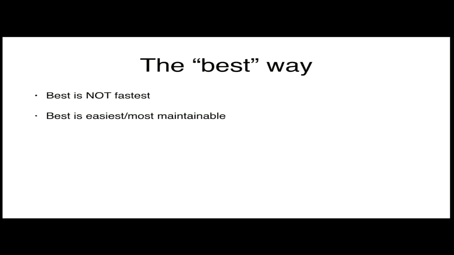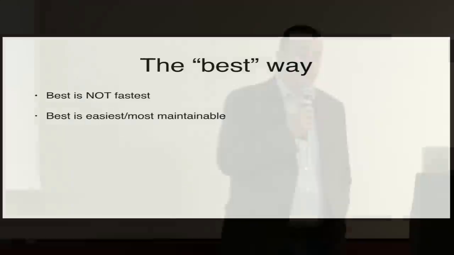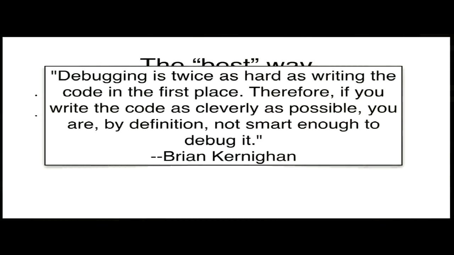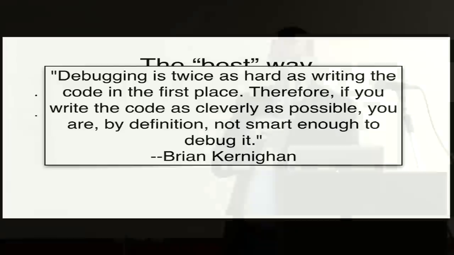So in my view, best is the easiest to use and the most maintainable. Best is code that I can look at with a cup of coffee and understand before I finish the cup of coffee. Best is consumable code, code that I can just say, oh, that's where the bug is, or at least be able to trace the bug without having to use a whiteboard. This kind of goes to the quote from Brian Kernighan. If debugging is that hard, why would we ever want to write code at the edge of our ability? And if I don't understand it 6 months later, I'm screwed. I have to start all over again.